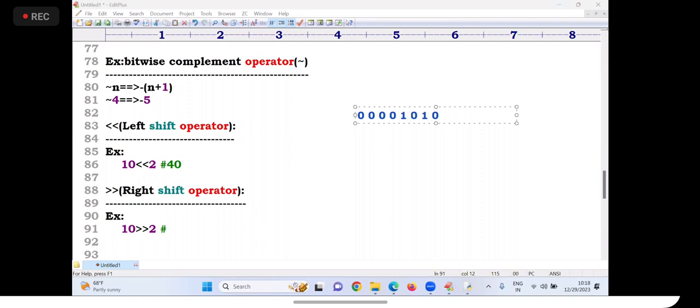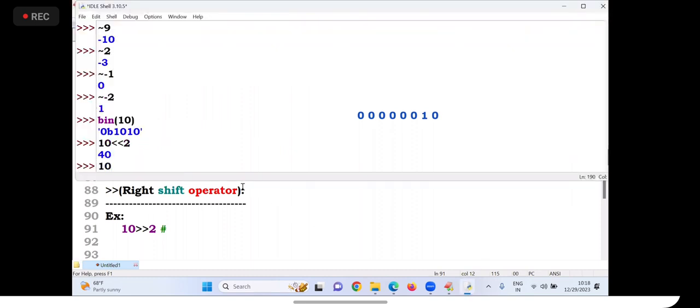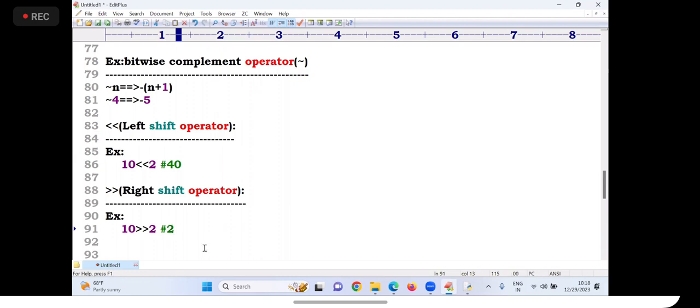For right shift you have to remove 2 bits on the right side and add to the left side. So what is the total value? 1 0 means 2, 2 power 0, 2 power 1. 10 right shift 2 is 2. That is the value we are getting. Sir, if you are not getting this also, no problem, as no one asks about these things. Don't worry.